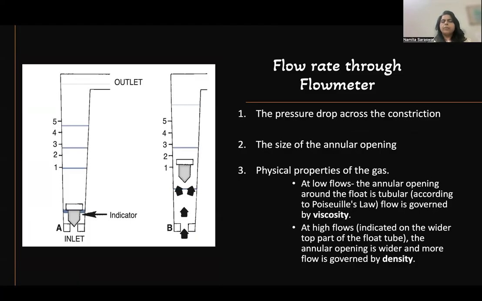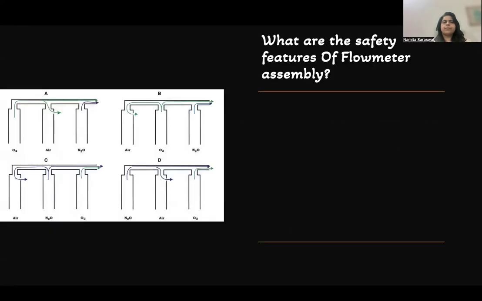According to Poiseuille's law, the flow will be governed by the viscosity. At higher flow, the annular opening becomes wider and the flow will be turbulent. This will be governed by Graham's law, and the flow will be governed by the density of the gas.